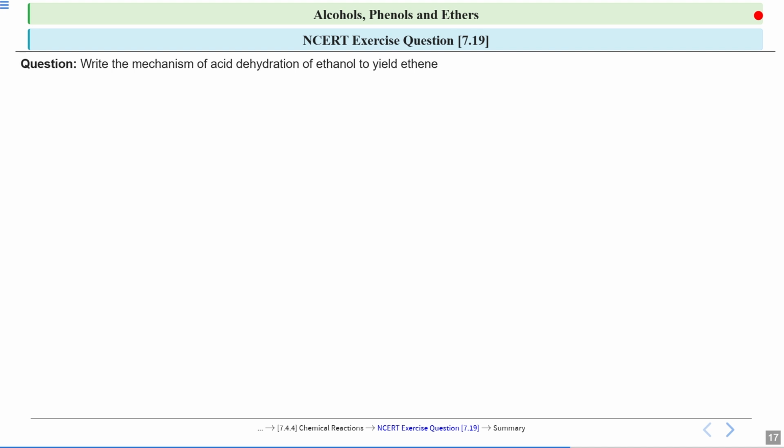Now there is one NCERT exercise question 7.19. You have to write the mechanism of acid dehydration of ethanol to yield ethene. So solve this question and then we will discuss it.